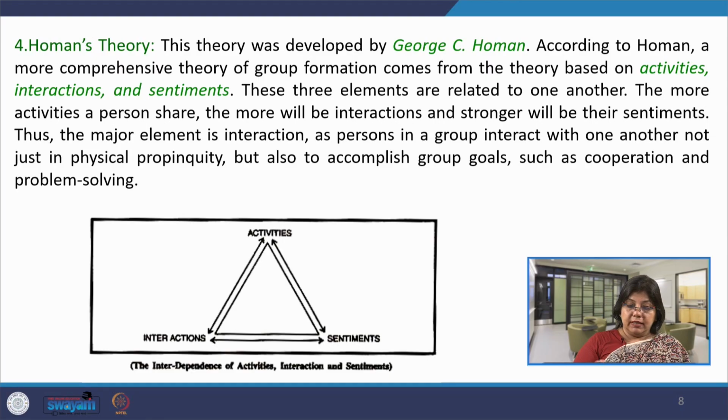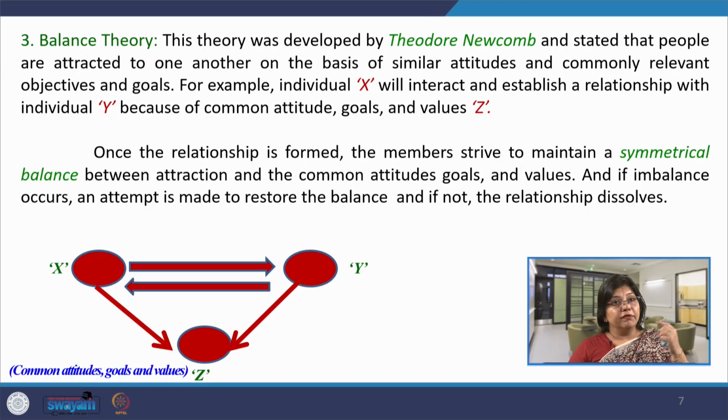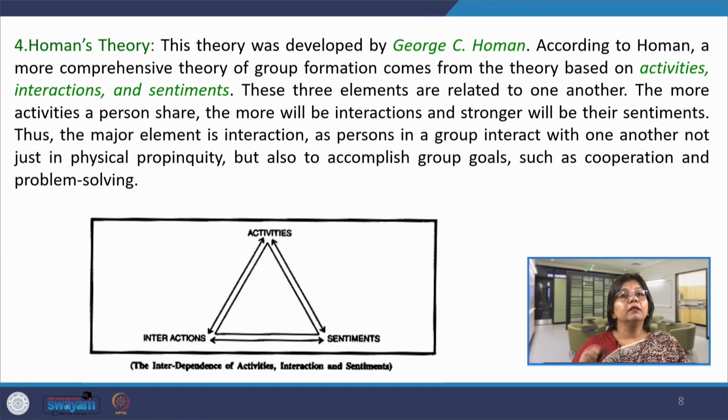So, the four theories, that is propinquity theory based on physical or spatial geographical location, exchange theory, balance theory and Homans' theory. These four theoretical assumptions have clearly explained in detail why people join groups. So, it is about geographical proximity, it is about the reward-cost outcome of interactions, it is about balance between individual attitudes and goals, and interaction between activities, sentiments and interpersonal relationships, right. These are the four theories which explain why people join groups.